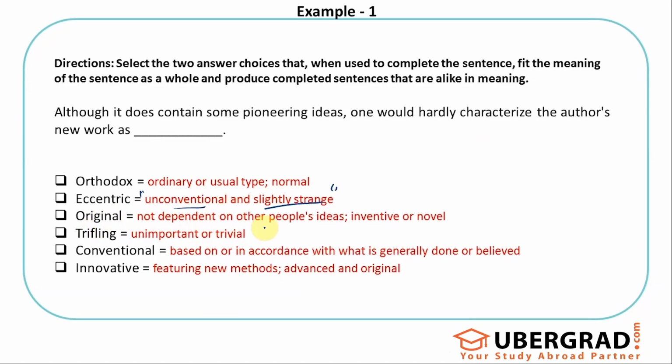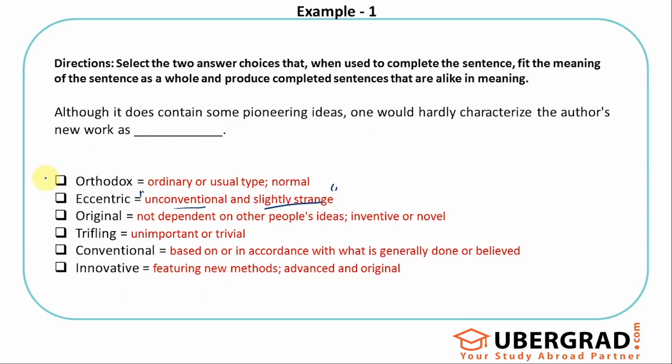Original, not dependent on other people's ideas, right? Inventive, novel, like novel is like the new ideas, novel ideas, so like new stuff, right? So that's like original, being creative of your own stuff. Trifling is unimportant or trivial, normal stuff. Conventional, based on or in accordance with what is generally done or believed. Right, so conventional is like pretty much orthodox, like traditional, doing what is already known. You just stick to it and don't do something new. Innovative is featuring new methods, advanced and original, like trying to come up with new ideas and stuff. That's being innovative and etc.